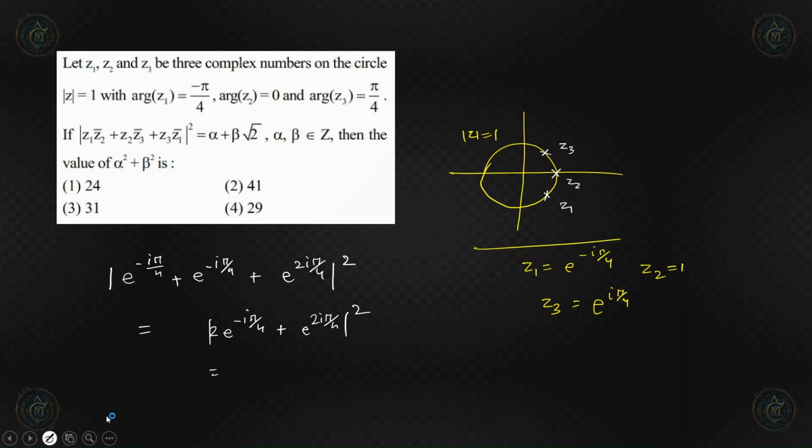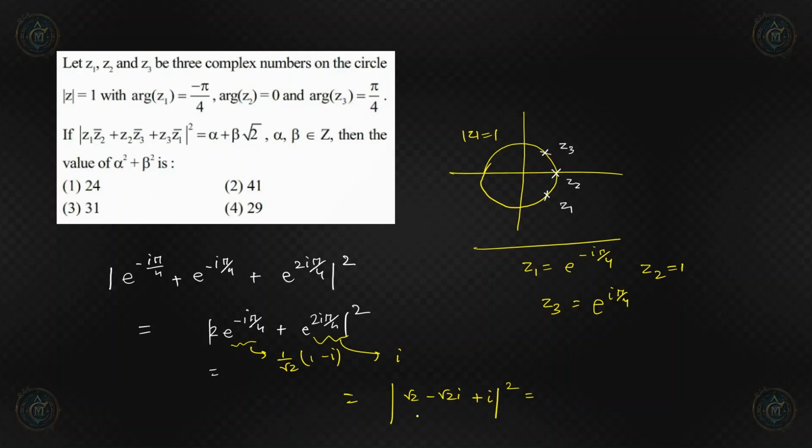So we can expand this: e to the power minus iota pi by 4 is 1 by root 2 times 1 minus iota, right? Similarly, this e to the power 2 iota pi by 4 will be equal to e to the power iota pi by 2, which is equal to iota, right? So this will be iota. So from here we get 2 times this complex number, which will be root 2 minus root 2 iota plus iota, this modulus whole square.